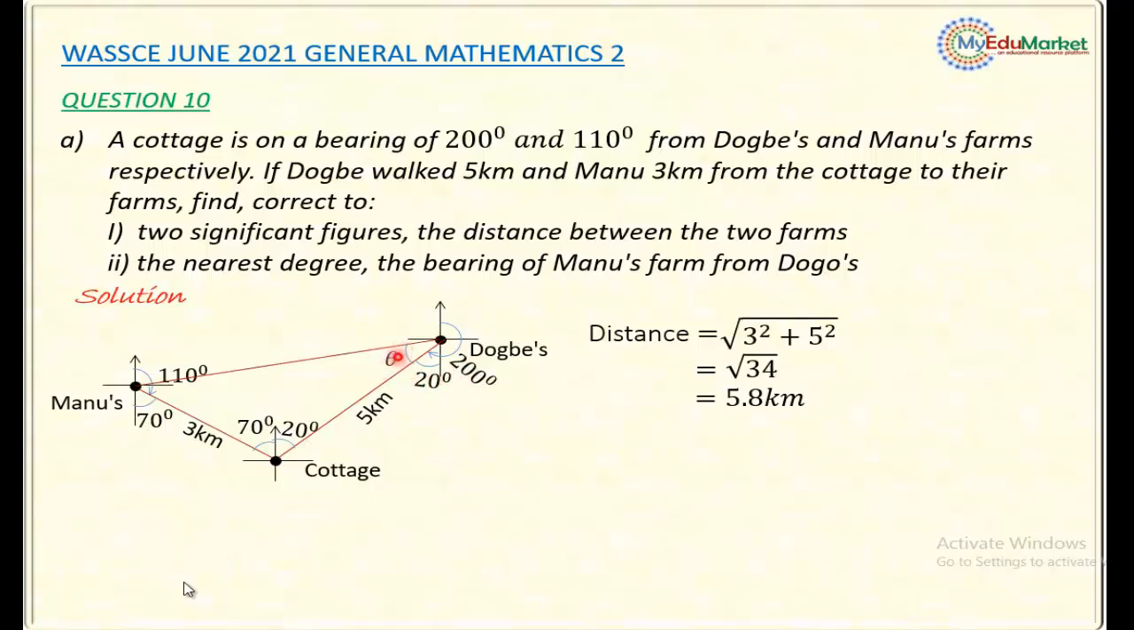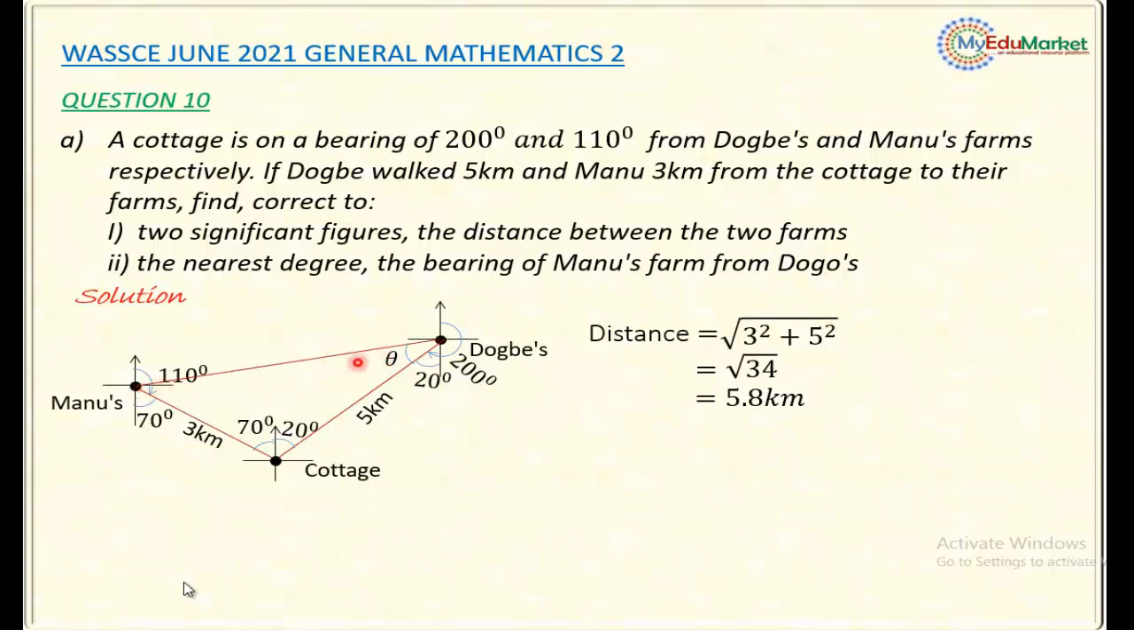If I can get this, I'm going to use it to find the whole of this angle from here down to this line. That will give me the bearing. The bearing of Manu from Dogbear's is nothing but this angle from here down here. So if I can get this angle theta, I have the rest, I can just add to get this bearing. So let me attempt to get this theta.